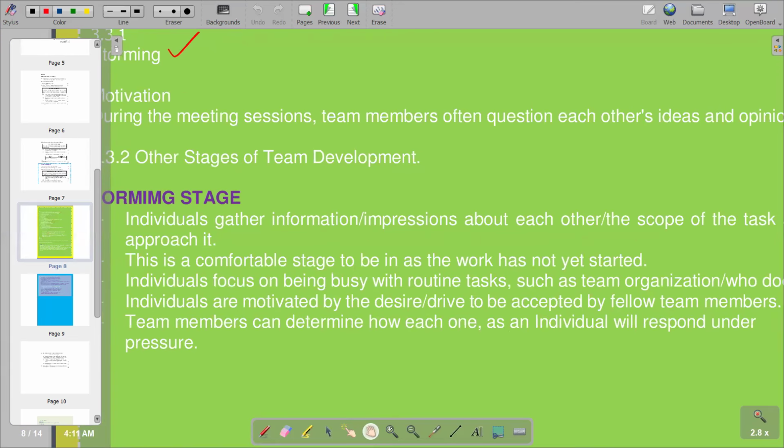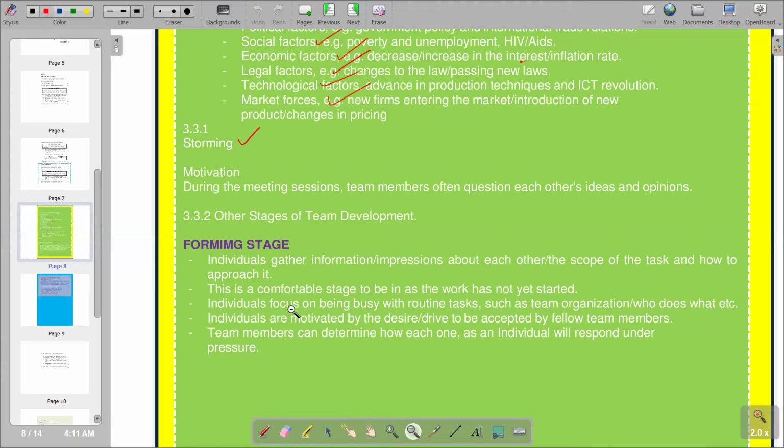So this is what we have. Moving on to the second point, it says this is a comfortable stage to be in as the work has not yet started. And then the third point, individuals focus on being busy with the routine tasks such as team organization, who does what, etc. Then next point, individuals are motivated by the desire or drive to be accepted by fellow team members. Then on the last point, team members can determine how each one as an individual will respond under pressure. So these are some of the additional points that you can also include under the forming stage.